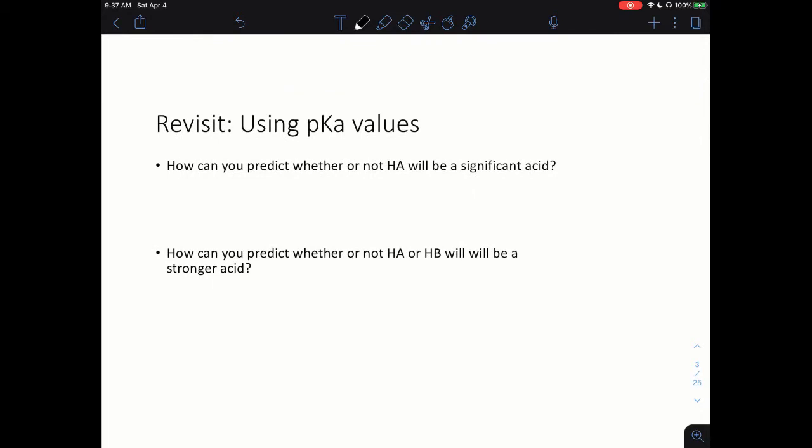Now, in our previous video, we talked about how to use pKa data. So I asked you these questions at the end. How can you predict whether or not an acid, HA, will be a significant acid? Yeah, you can use pKa data, either that you've looked up or that you've memorized. Second, how can you predict whether or not HA or HB, two different acids, will be a stronger acid? Well, you can again use pKa data, but this is really only if HA and HB have different functional groups.